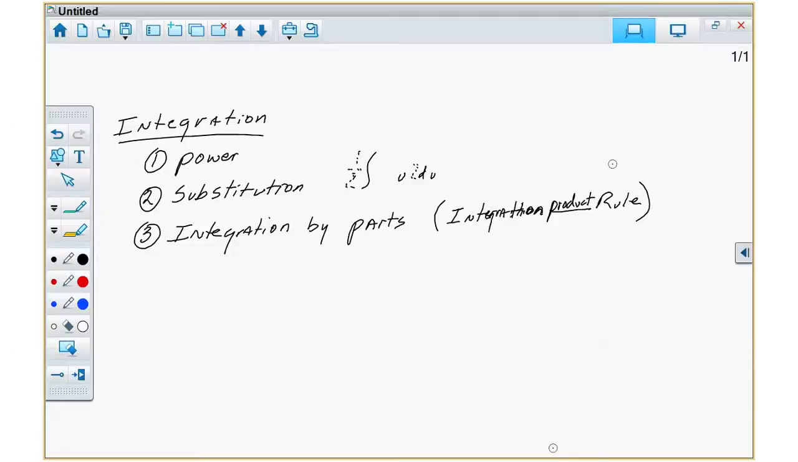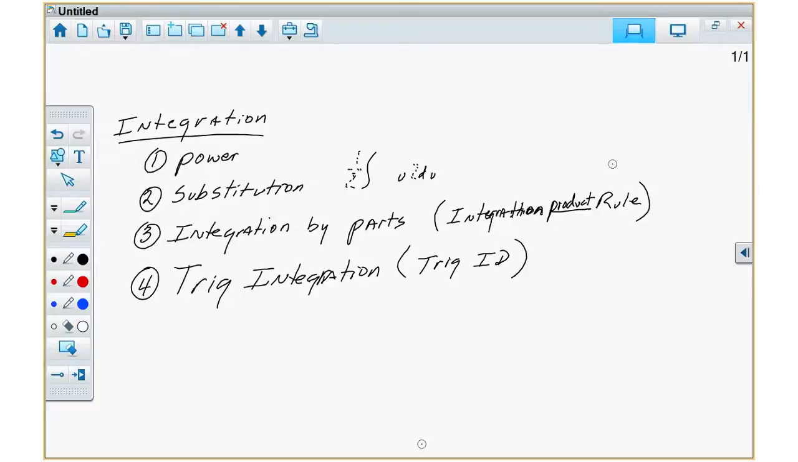Anyway. And then we had what? Trig what? Trig integration. And the trig integration was basically trig powers or combination, well, trig identities, using trig identities to manipulate the integration. And now the fourth one is what? Trig substitution.